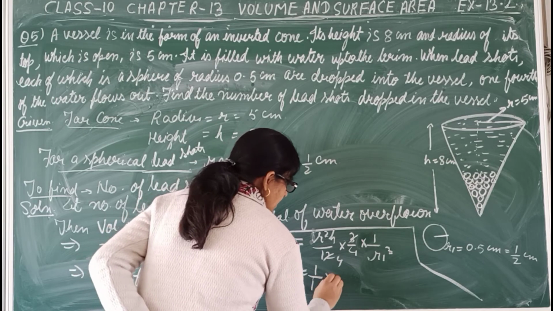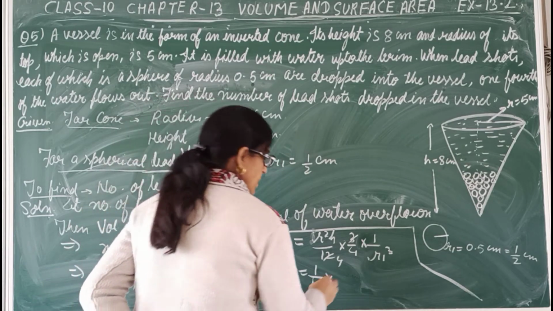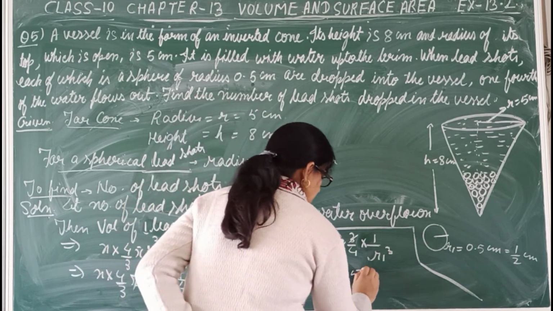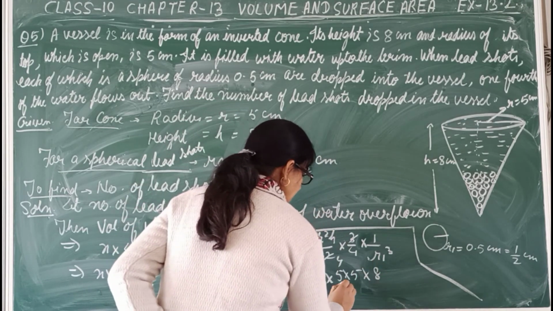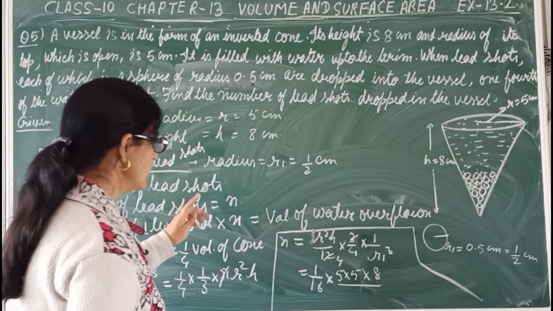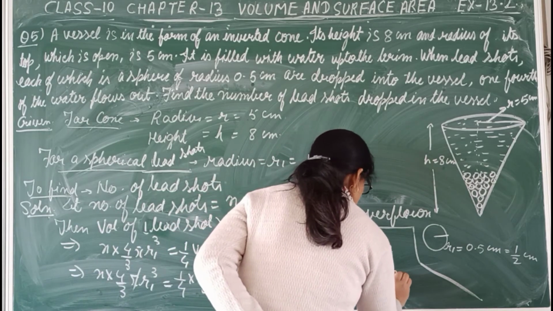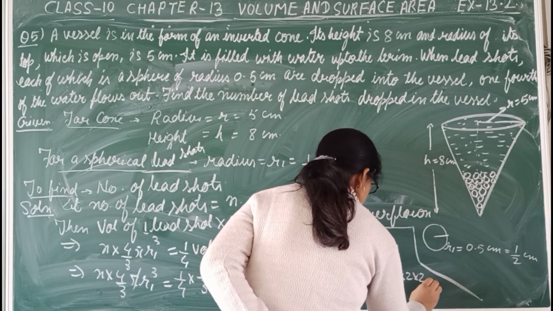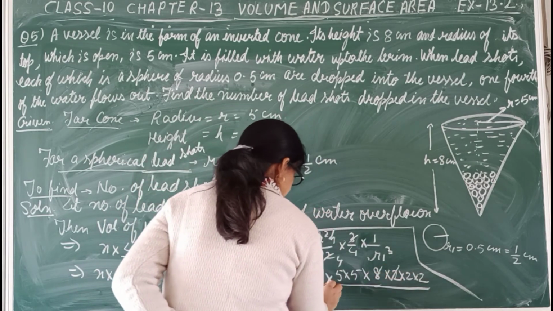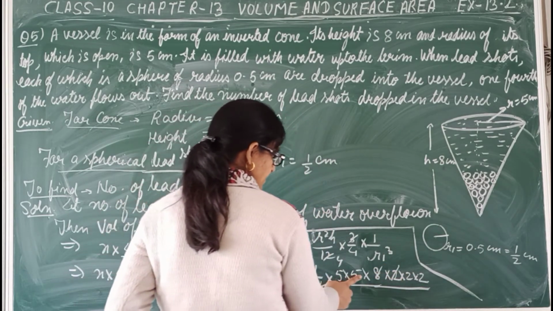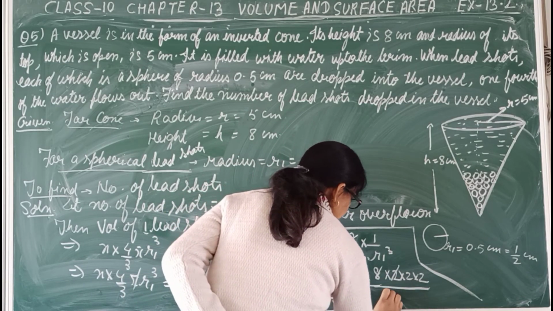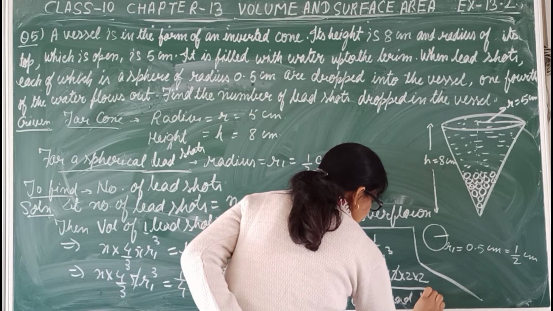Equals 1/16 into r square, so 5 into 5 into h, so into 8, divided by r1 cubed, and r1 was how much? r1 is half, so into 2 into 2 into 2. So over here 8 2s are 16 cancelled, so we are getting 5 5s are 25 and 25 4s are 100. So 100 lead shots.